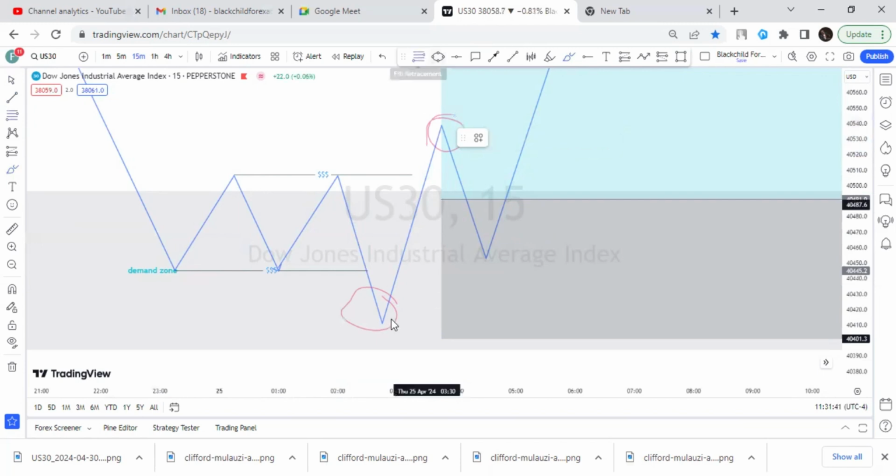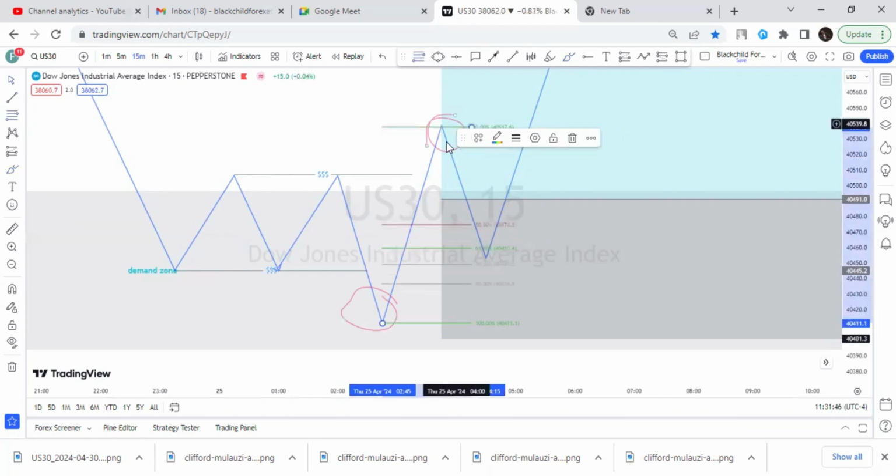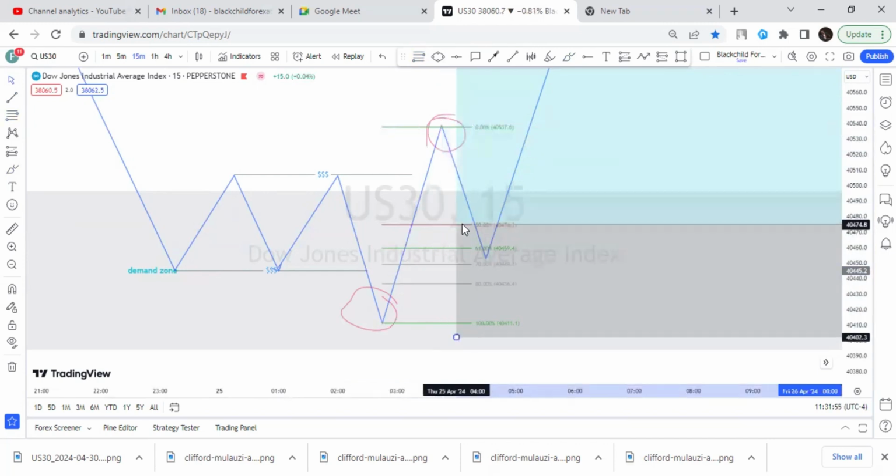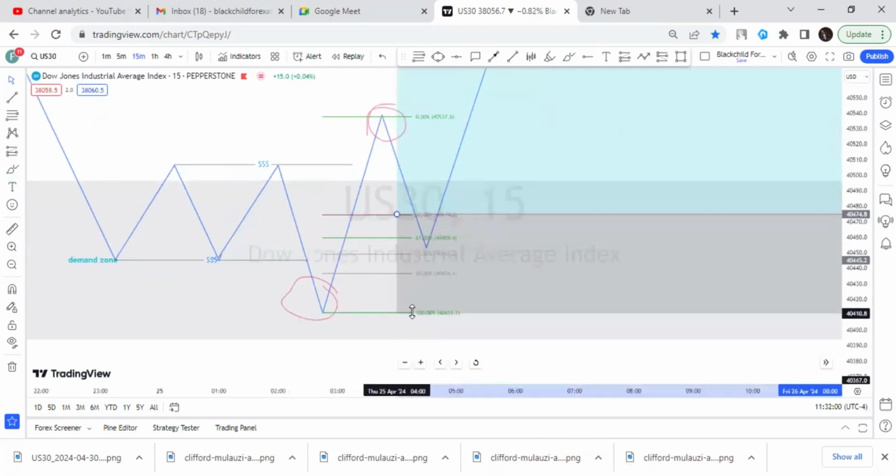The next thing you do is to take a Fibonacci. Once you bring it from this low to this high, focus on the areas that are in the 50%, right exactly right here, and that's where exactly you'll be taking your trade. This is where exactly you'll be putting your stop loss.